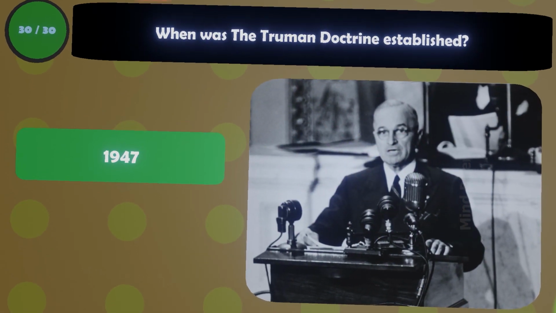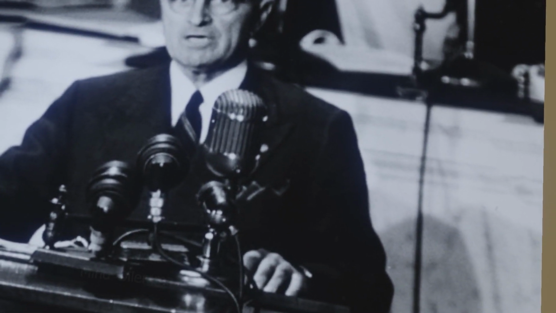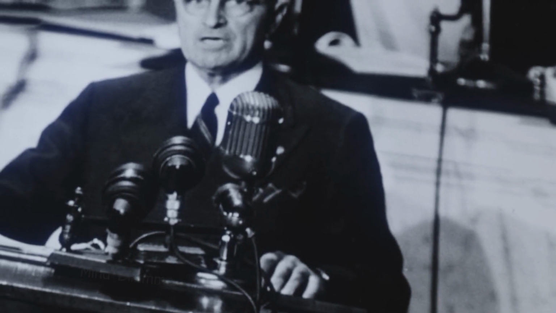It was established in 1947, pledging US support to countries threatened by communism, marking a key Cold War policy shift.